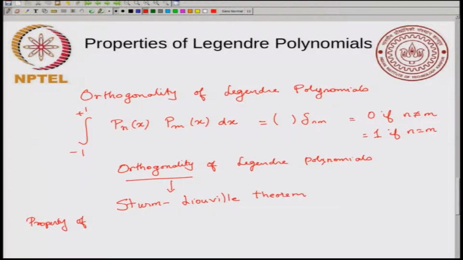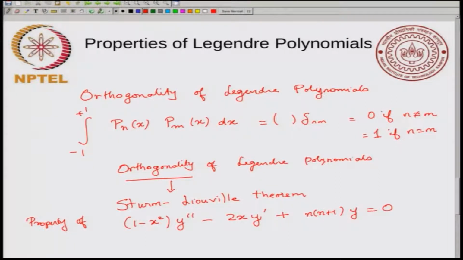This is a property of the differential equation (1 minus x squared) y double prime minus 2x y prime plus n(n plus 1) y equal to 0. The property of this differential equation is that the polynomial solutions are orthogonal. That comes from the Sturm-Liouville theorem. Also, I want to point out, and we will come back to this later, that the range of x is minus 1 to 1.